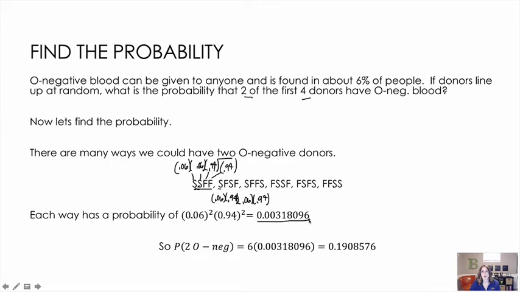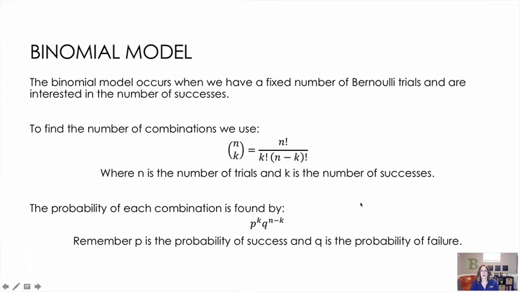So all of the ways that that could happen is this 6 times, because 1, 2, 3, 4, 5, 6 times. So the probability of getting 2 O-negative donors is 6 times that value, which is basically 19%. Now, that's kind of a pain in the rear because I don't want to have to list out all of the different possibilities each time, because that would be a lot of work and I'm too lazy to do that.